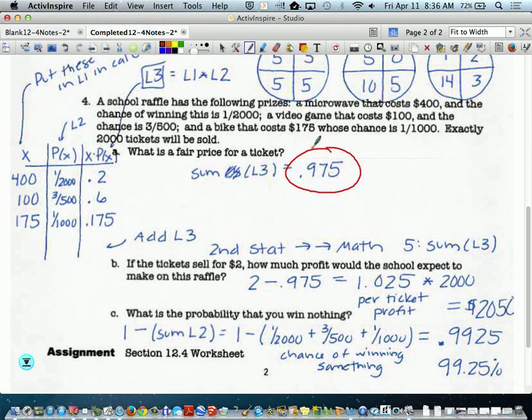So what they're telling you now is the tickets sell for $2. So overall, the ticket sells for $2. I take away the 97 and a half cents. So really what they're doing is they're making about $1 off of every raffle ticket that they're selling. So now if we multiply that $1 that they're making per ticket times the 2,000 tickets that we've sold, they're going to end up with about $2,050 profit.